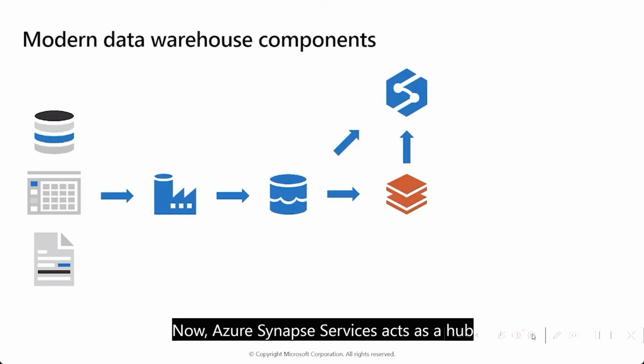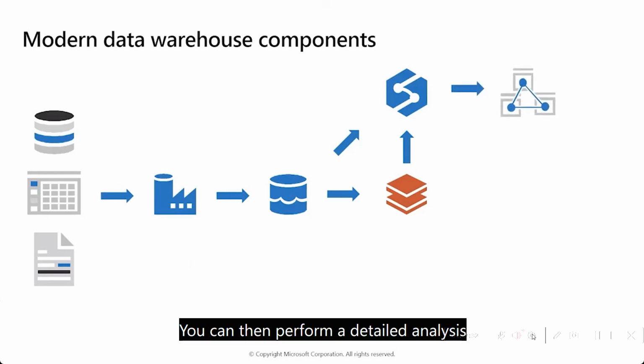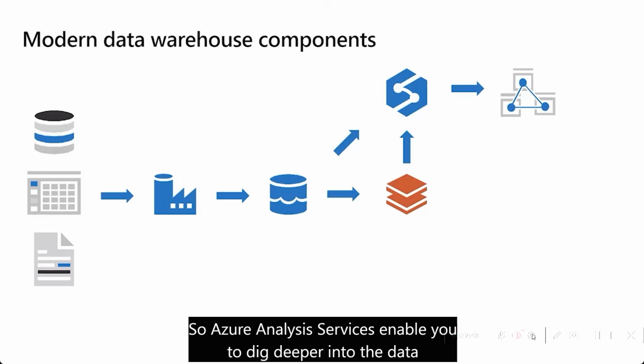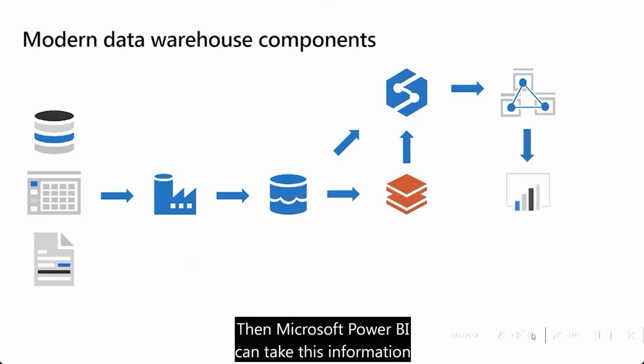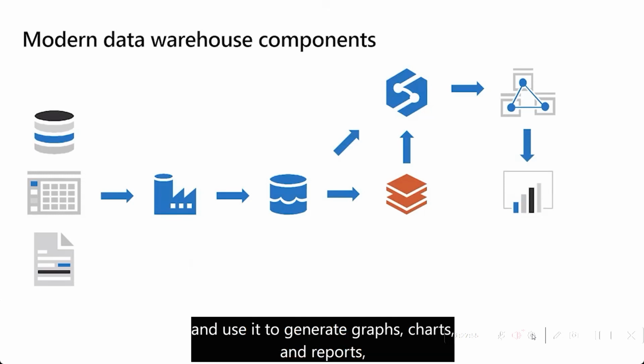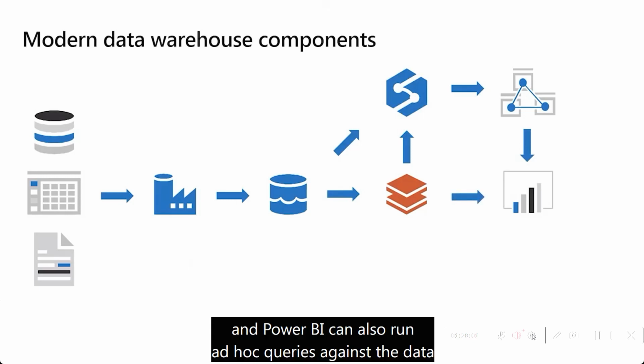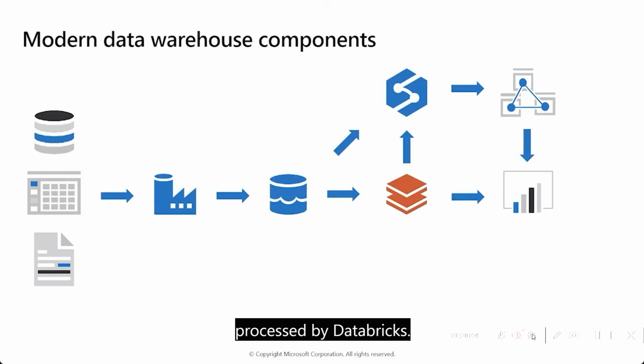Now, Azure Synapse Services acts as a hub holding this cleaned business data. You can then perform a detailed analysis of the data that has been cleaned and processed using Azure Analysis Services. So Azure Analysis Services enables you to dig deeper into the data and generate insights from the information it contains. Then Microsoft Power BI can take this information and use it to generate graphs, charts, and reports. And Power BI can also run ad hoc queries against the data processed by Databricks.